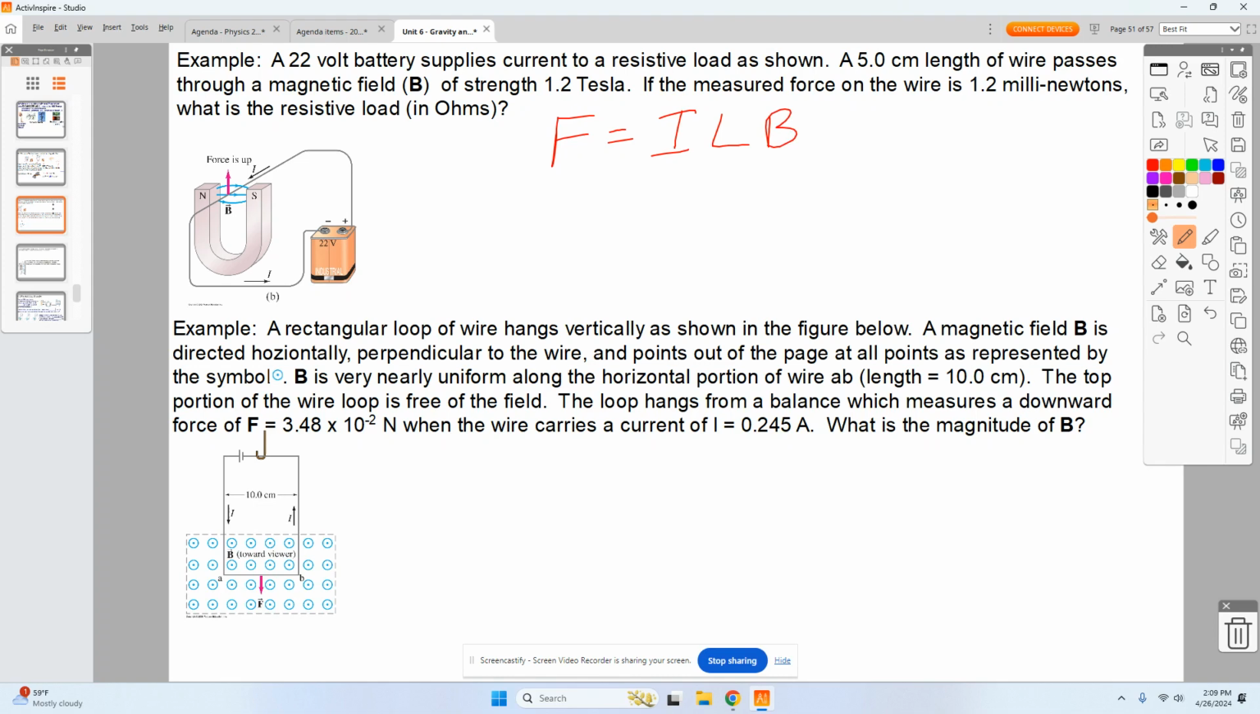Now, when I go through to do this, we know some relationships between current and voltage. And that relationship is that I is equal to V over R. So I could go through and say force is equal to V over R times LB. And since I'm looking for the resistance, R would just be the voltage multiplied by L multiplied by B divided by F.